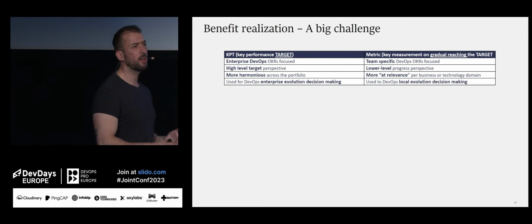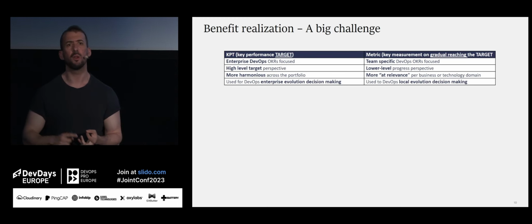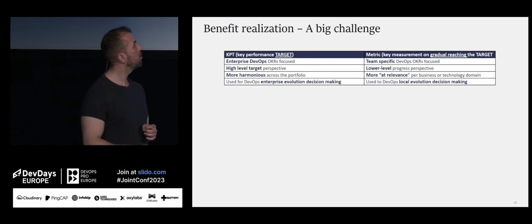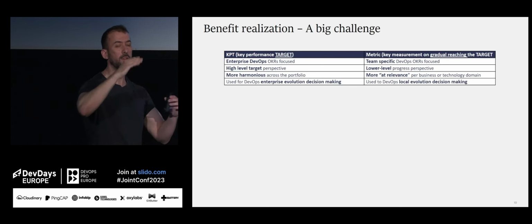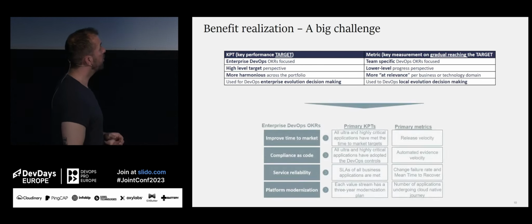So how much money do we have? Where do we need to focus? When do we engage the regulator and everything? This is more for local evolution decision making. So are we spending so much time on testing? Do we have enough automation around ITSM? So you can see the different levels. A little bit of examples to explain it.